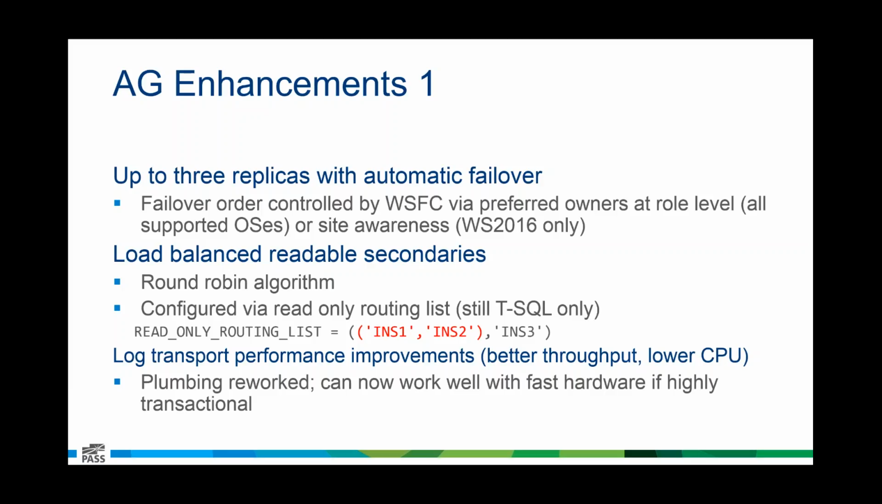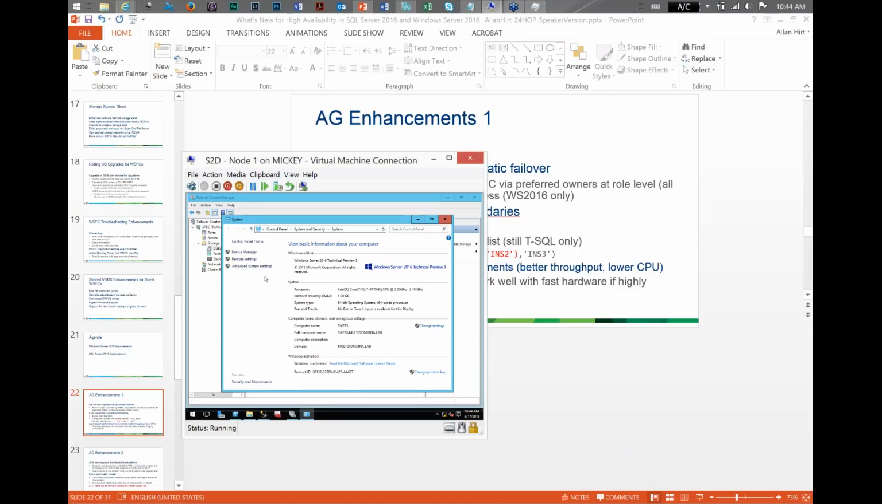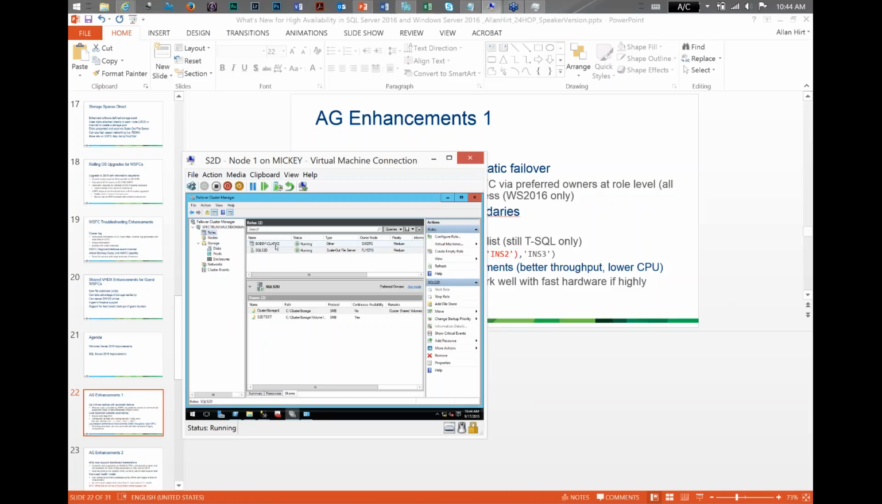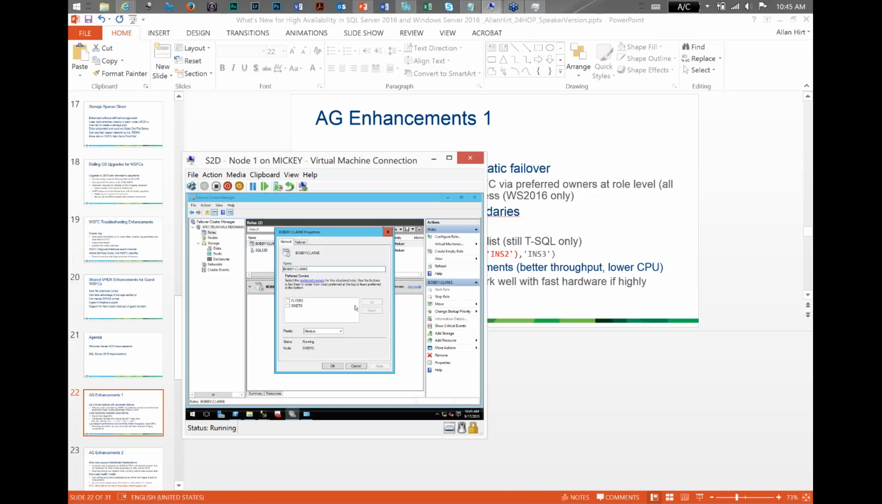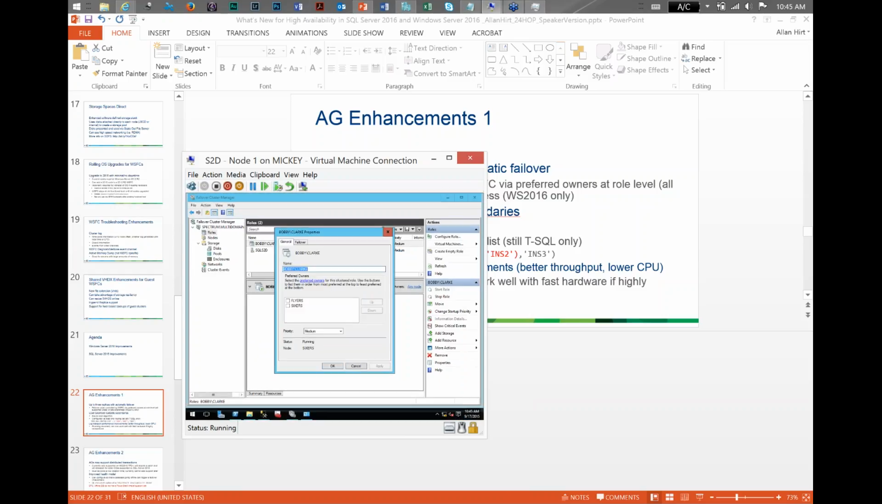However, if you have a preferred secondary replica, you're going to have to configure that at the Windows level, probably using preferred owners at the role level. So preferred owners, just so you know, for those of you that aren't familiar with it, I'll show it to you here on this FCI. Go back to roles. If we look at the properties of the role, you'll see here preferred owners. That's where you would configure that.